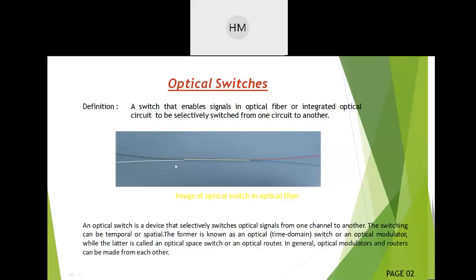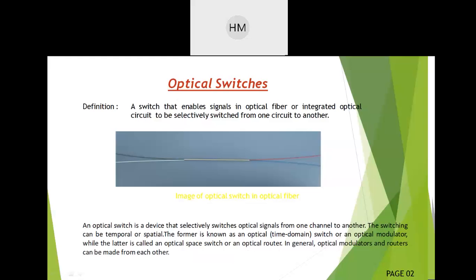So you can see two inputs and two outputs are coming out. So you can switch the input and output patterns. The switching can be of two types. It is temporal or spatial. Okay? The former is known as optical time domain switch, or an optical modulator, while the latter is called an optical space switch or an optical router.